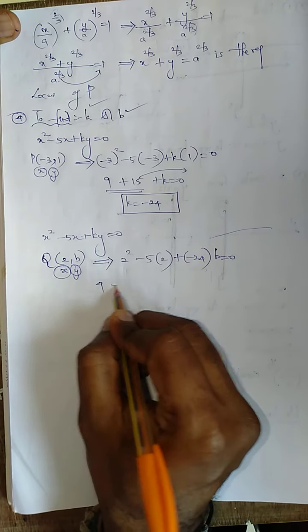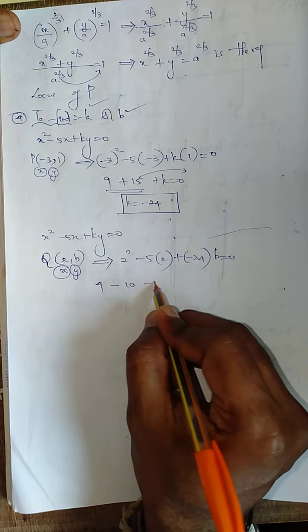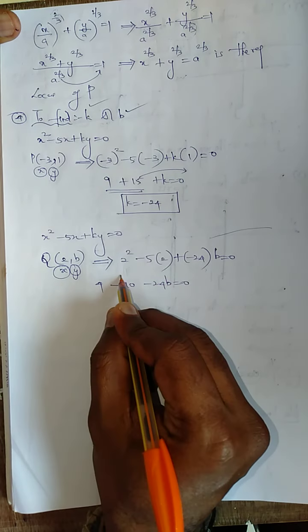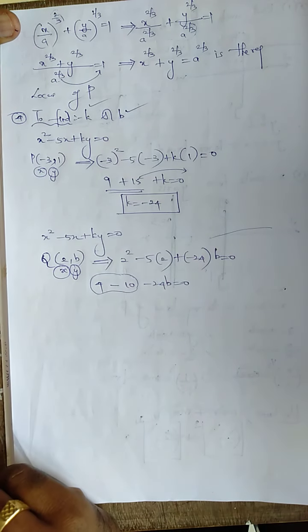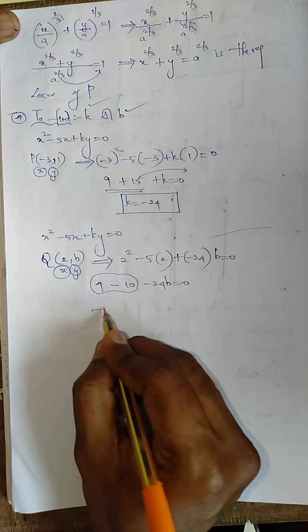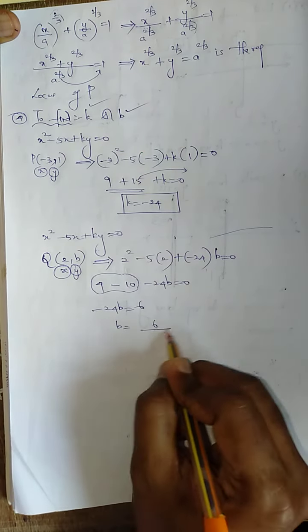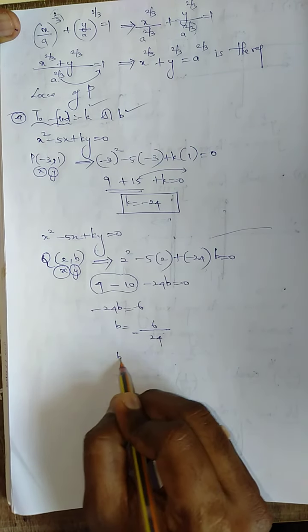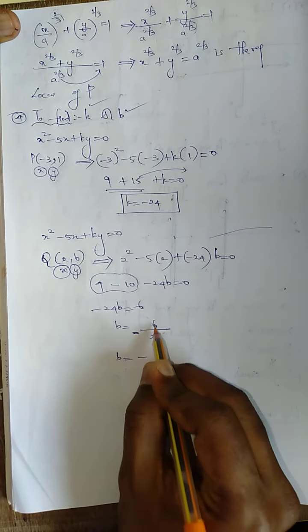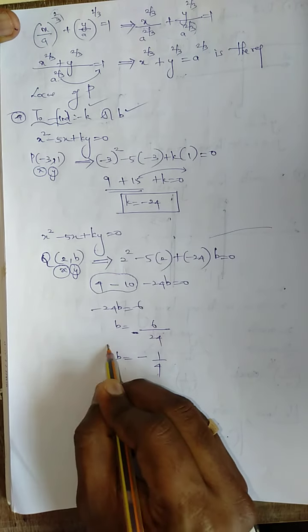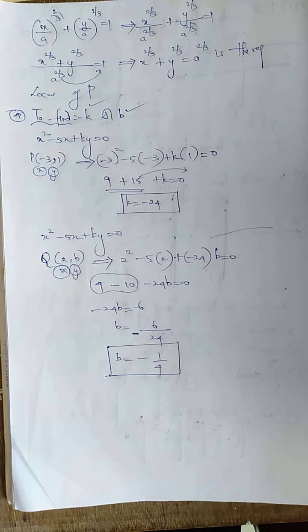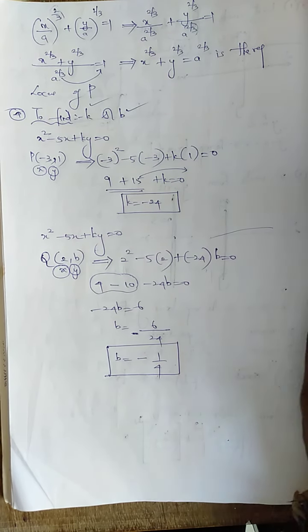2 square is 4, 5 2s are 10, minus 24 b is equal to 0. 4 minus 10 is minus 6. Coming this side, it becomes plus 6. So b is equal to 6 divided by minus 24. Therefore b equals minus 1 by 4. So we have finished the second sum, third sum and fourth sum very easily. Okay, thank you.